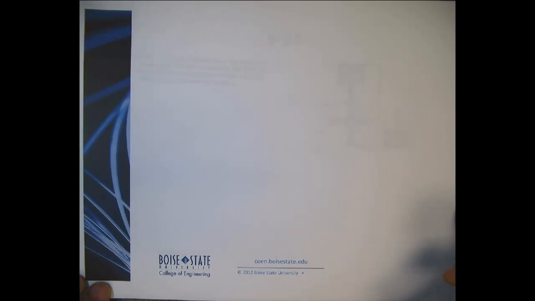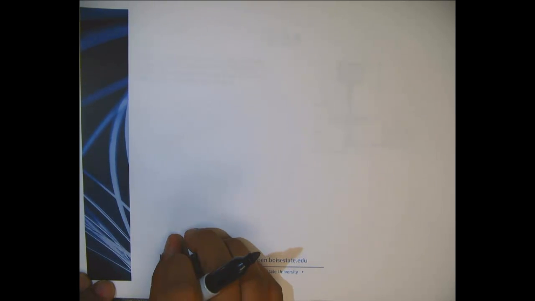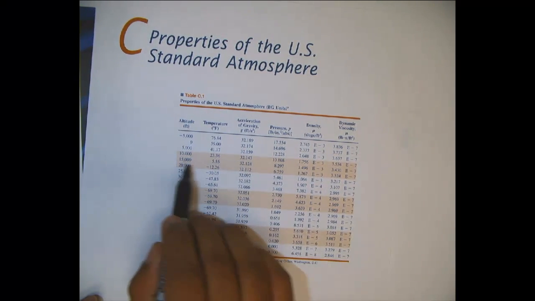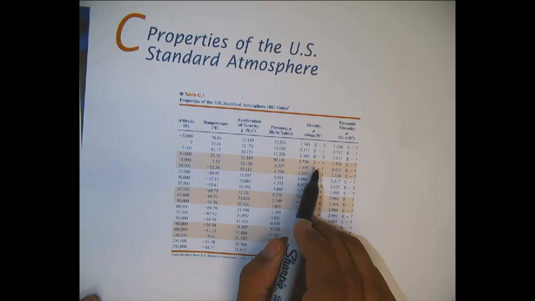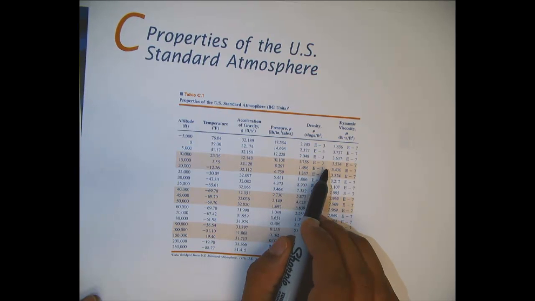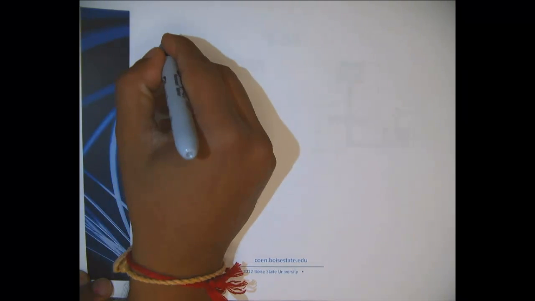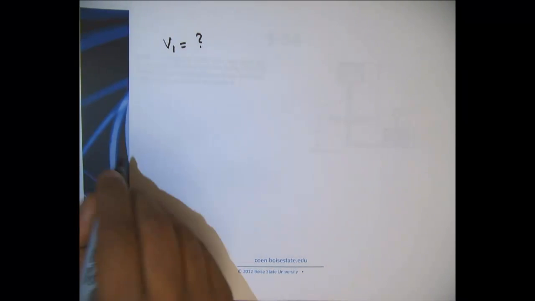Now let's see at 10,000 feet, for a density of air which you have to get from table C1. For 10,000 feet it's 1.756 times 10 to the minus 3 slugs per cubic foot. So you have that there. You want to evaluate what velocity you would read.